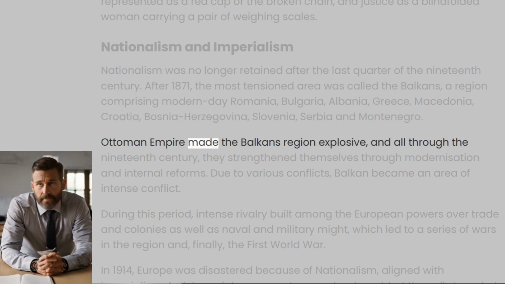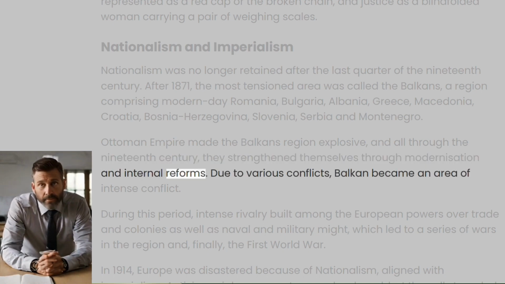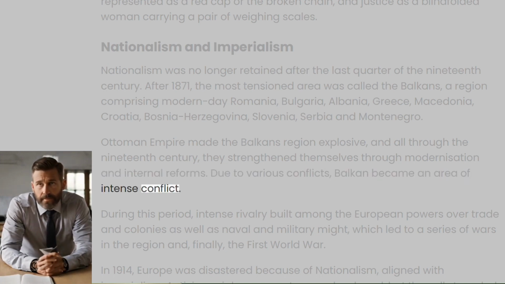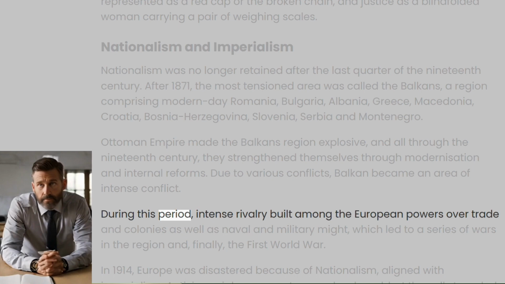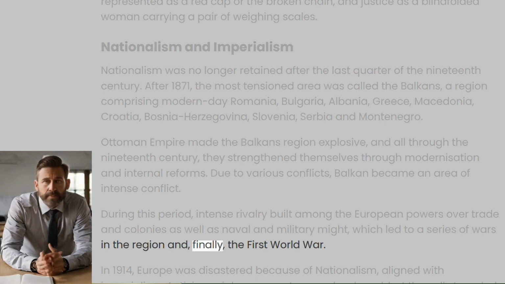The Ottoman Empire made the Balkans region explosive, and all through the 19th century, they strengthened themselves through modernization and internal reforms. Due to various conflicts, the Balkans became an area of intense conflict. During this period, intense rivalry built among the European powers over trade and colonies as well as naval and military might, which led to a series of wars in the region and, finally, the First World War.